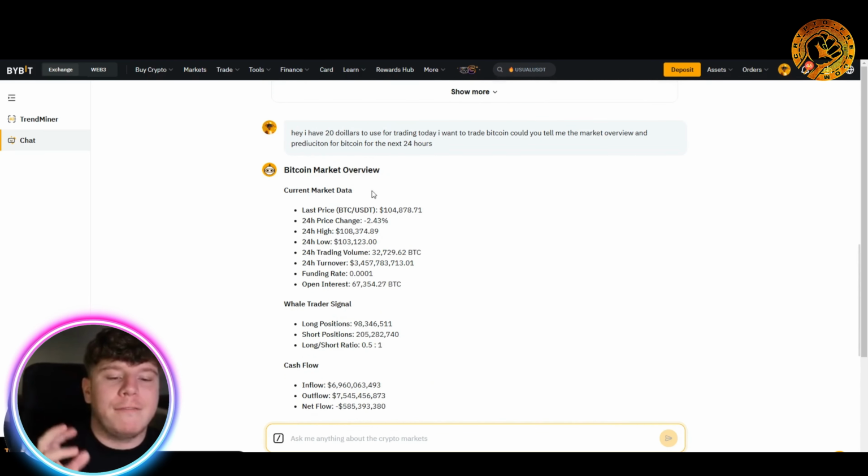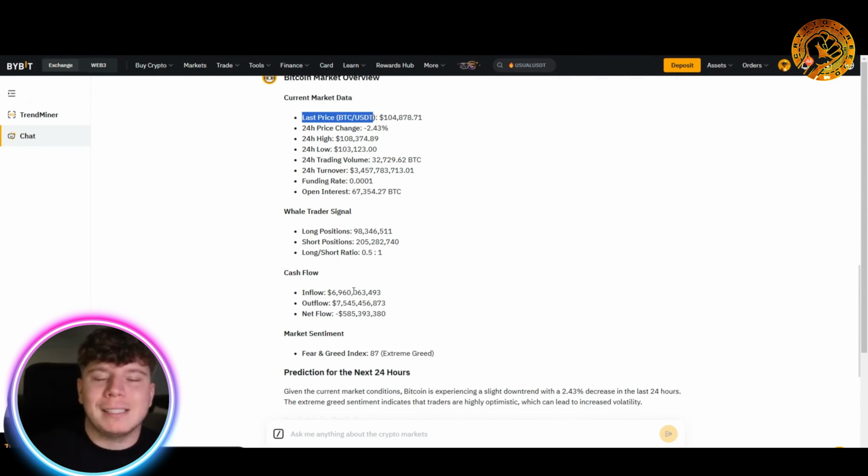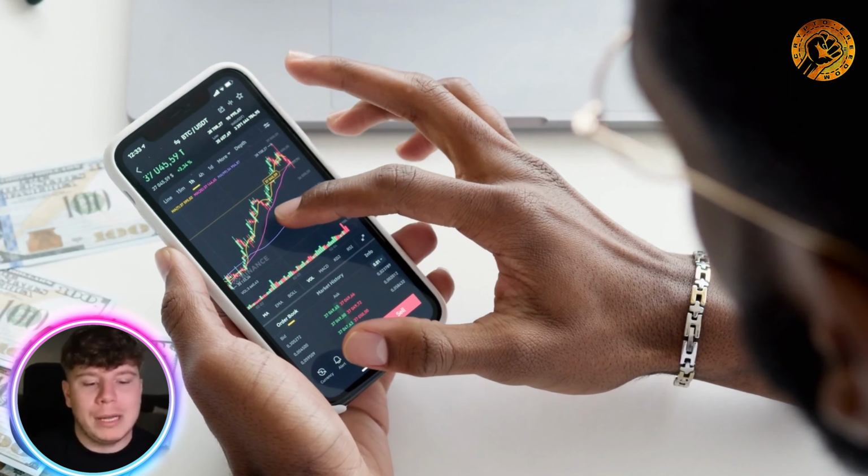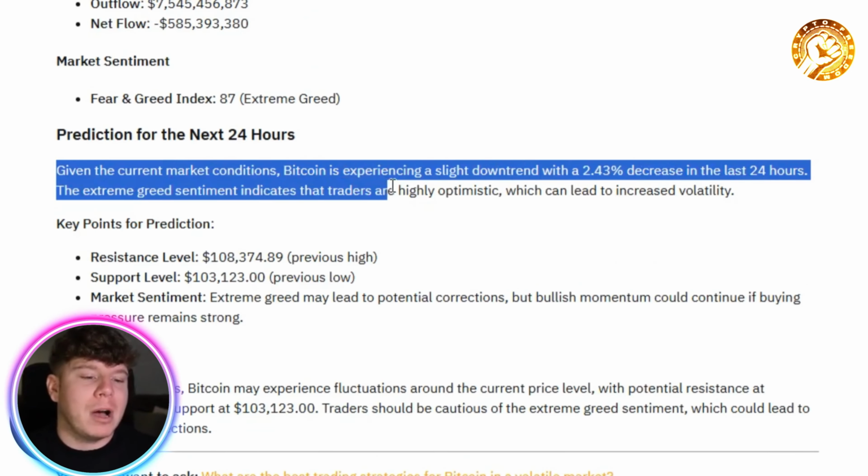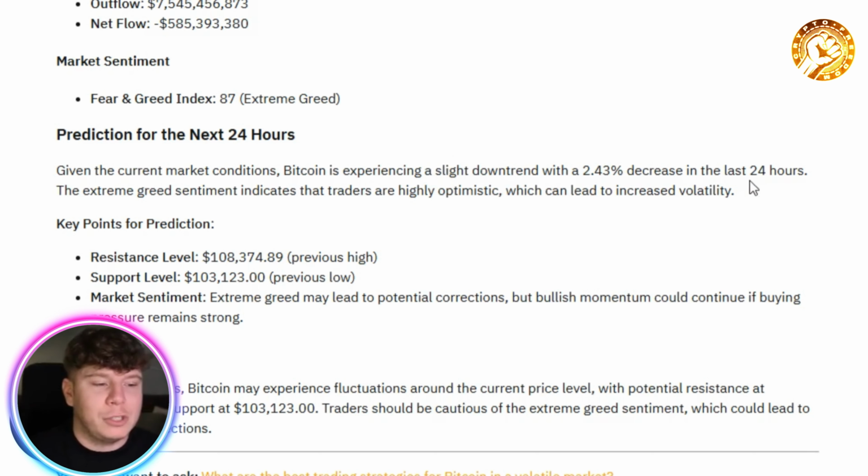So it's going to give you a full overview with the last prices and all of this. This is stuff that you need to digest before putting any trades on. And then in prediction, given the current market conditions, Bitcoin's experienced a light downtrend, 2.43% in the last 24 hours. Market sentiment indicates that traders are highly optimistic, which can lead to increased volatility.